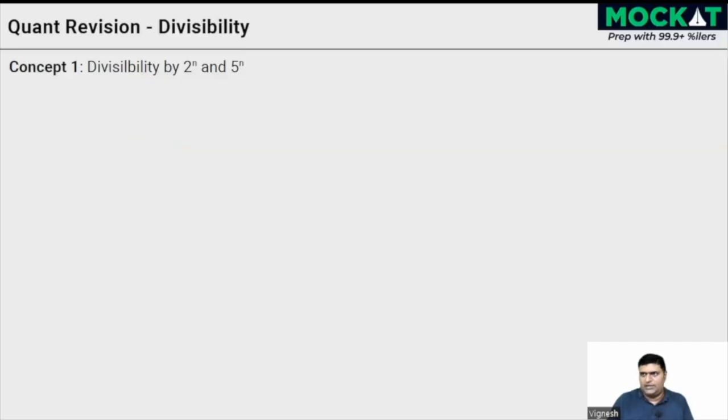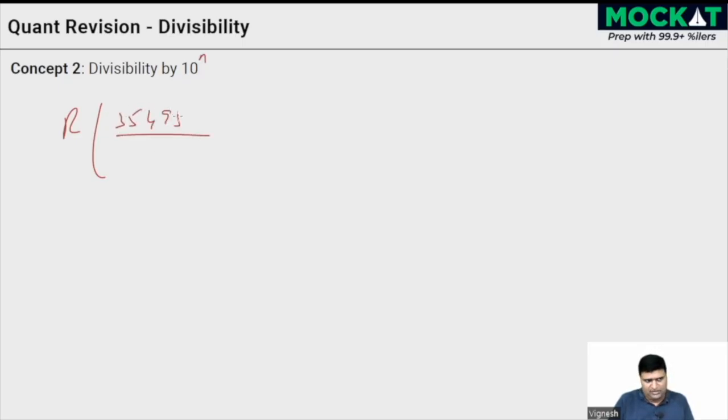Okay, so moving to the next concept, divisibility by 10. This is the simplest, 10 or 10 power n. It's simply the last n digits of that number. So if you want to take up some big number like 354954 divided by 1000, 10 cube, then it's simply the last three digits, 954. That's it. You don't need to divide by 1000 and see, because 954 is going to be less than 1000. Number of zeros, that many digits you place, and that's divisibility by 10 power n.